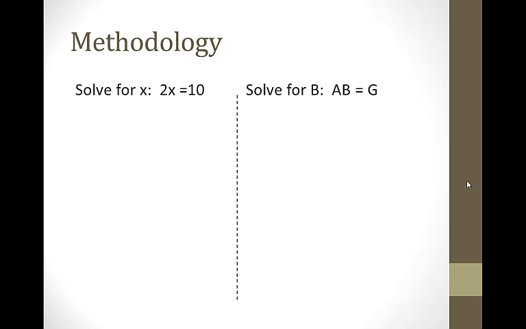So the question we ask is, how is that 2 connected to the x? It's multiplied, so I undo multiplication by division. So I'd cancel those out. And then I could simplify 10 over 2 to get 5. The same thing goes when we have letters here rather than numbers.